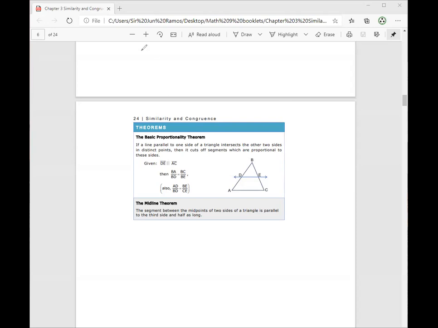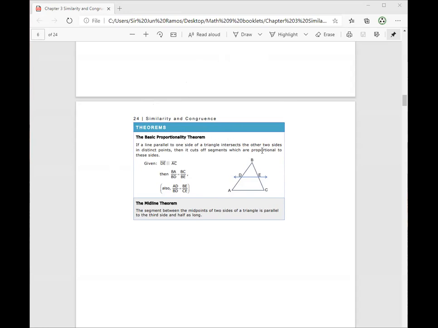The last video that you had was proving that two triangles were similar. Now, to continue with this similarity topic, you're going to apply the basic proportionality theorem and the midline theorem in solving exercises. Okay, let's start with the basic proportionality theorem.